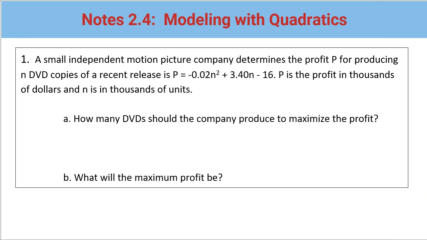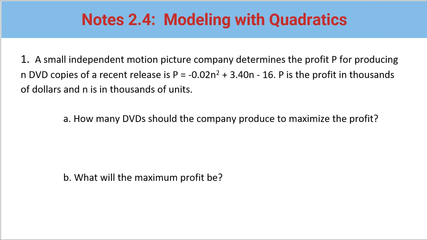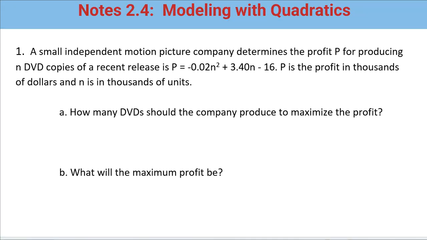So how many DVDs should be produced for maximum profit? Well, it's not just 85, right? It's 85 in thousands, right? So 85,000. So 85,000s would look like that. They should produce 85,000 DVDs.